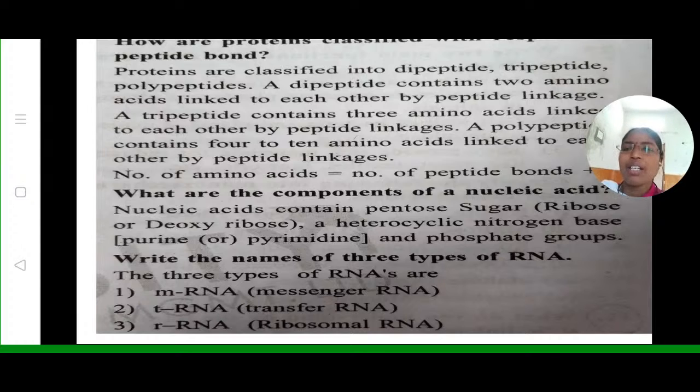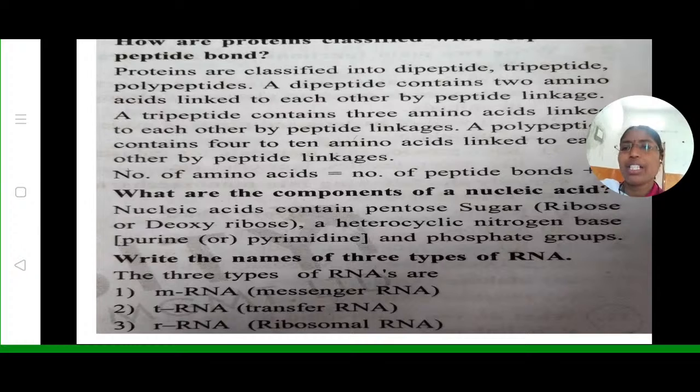So in this question, nucleic acid contains pentose sugar. In pentose sugar, 2 types of sugars are used, ribose sugar and deoxyribose sugar. Next, the heterocyclic nitrogen bases or nitrogenous bases. Here 2 types of nitrogen bases are used, the purine and pyrimidine derivatives. At the same time, phosphate esters or phosphate groups are present in nucleic acid. So this is the answer.